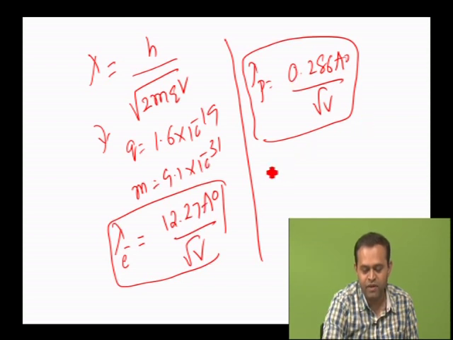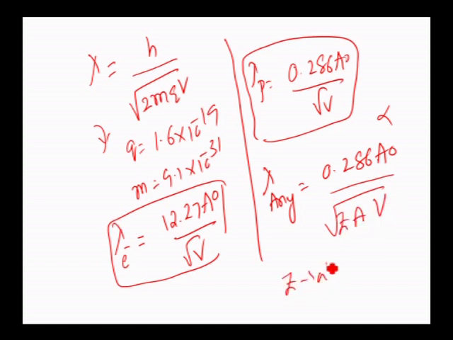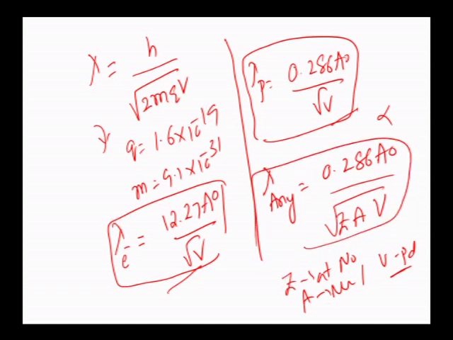Then one more, for any charged particle, maybe an alpha particle or other charged particle, the expression will be: lambda of any charged particle is 0.286 angstrom by root of Z into A into V, where Z represents atomic number, A represents mass number or atomic mass, and V represents potential difference. Clear? These three are very important expressions. This is for an electron, this is for a proton, and this is for any charged particle. Any charged particle, it is 0.286 angstrom divided by root of Z into A into V. Okay.